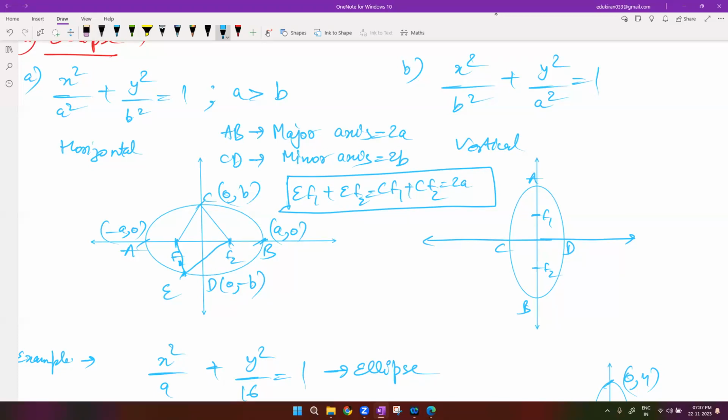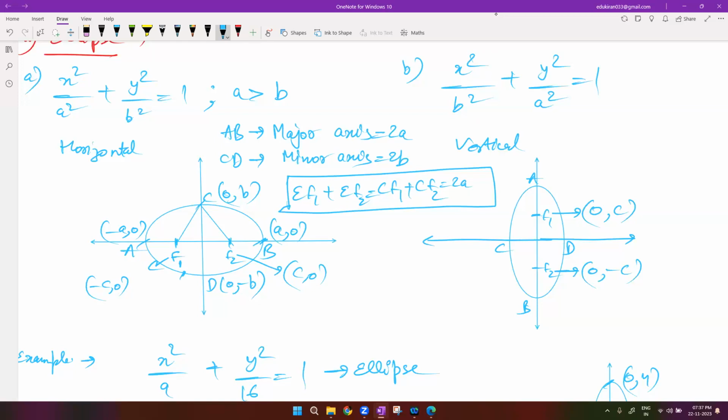Okay, I'm removing these EF1 and EF2 for now, because I need to show you how to find these focuses. Focus 1 and focus 2 will be at the same distance from the vertex, which is the origin. So let's take F1 as (-c, 0), then F2 will be (c, 0), right? This will be your focus. Similarly, in this case, your focus can be (0, c) and (0, -c), right?